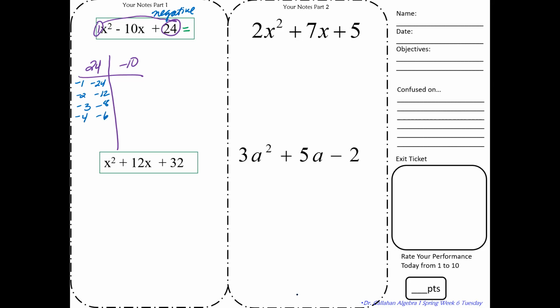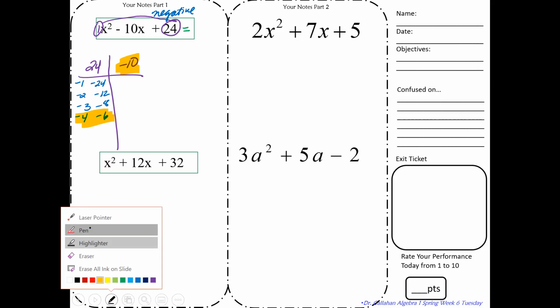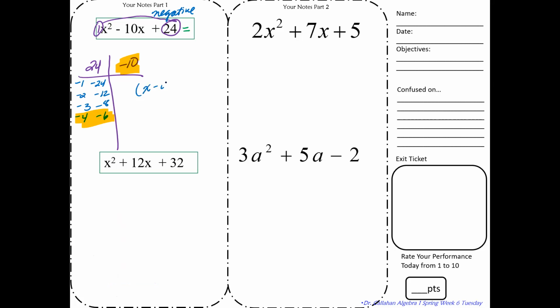So then out of those 4 sets of terms, which one is going to add up to a negative 10? It's the last one. So your answer for this case is x minus 4 and x minus 6. But what you're going to do is you're going to set them individually equal to 0. x minus 4 equal to 0, x minus 6 equal to 0.